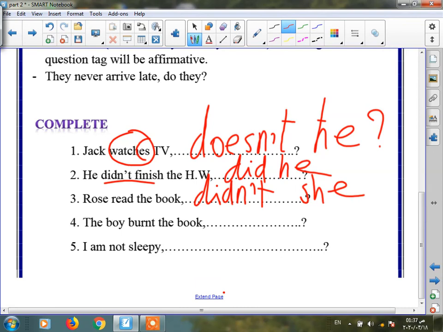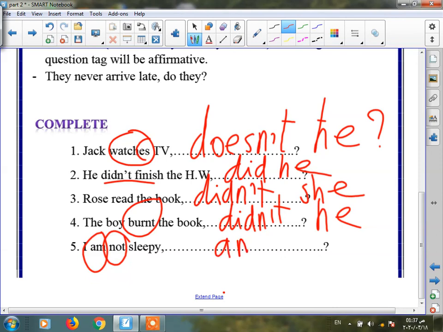The boy burned the book. Circle your verb. The verb is burned, and if you look at it, you will find it past, and a positive one, I change it into didn't, and the boy change into he. I'm not sleepy. Please don't forget to circle am plus not. So I'm going to change it into am I, because I don't have any problem about the negative form. And so on, you are going to complete your examples.